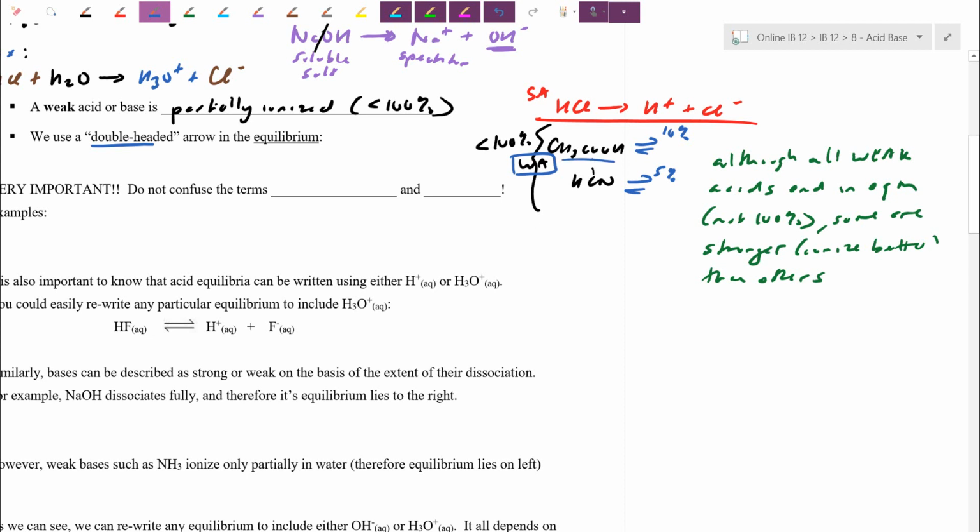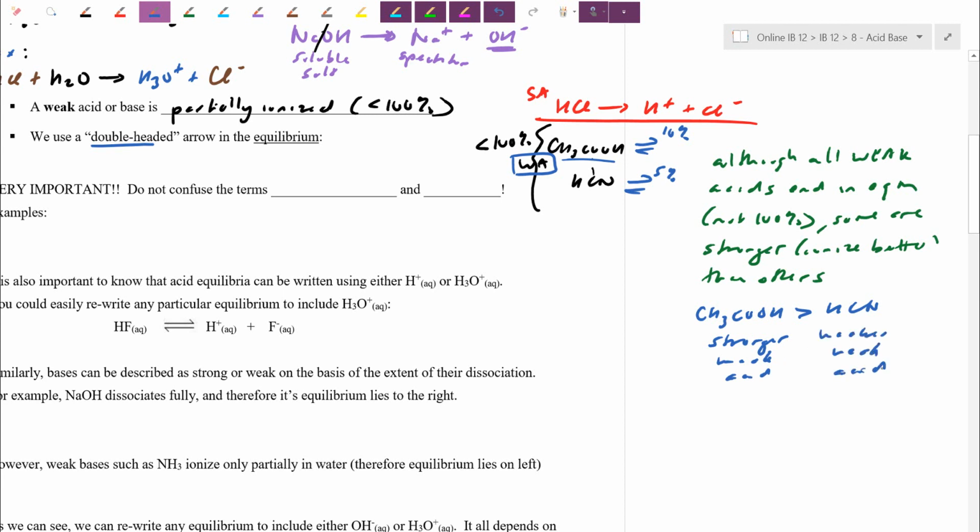But the acetic acid was still 10%. I just made up that number here. I can still say the acetic acid, albeit weak, is stronger than HCN. So it's a stronger weak acid. This one here is a weaker weak acid.